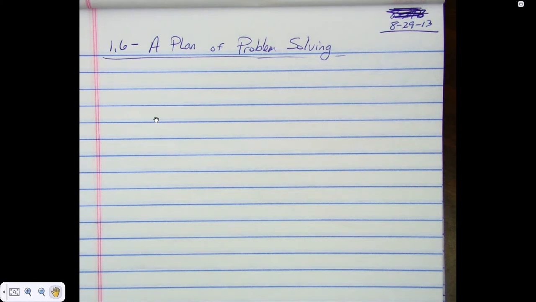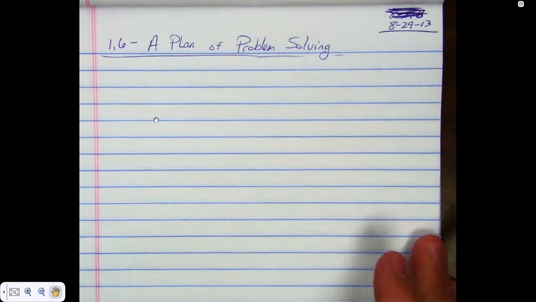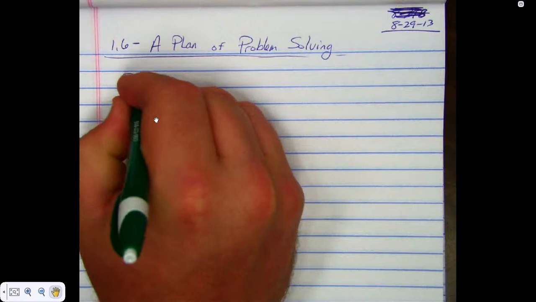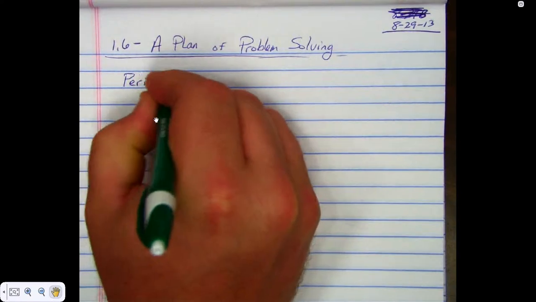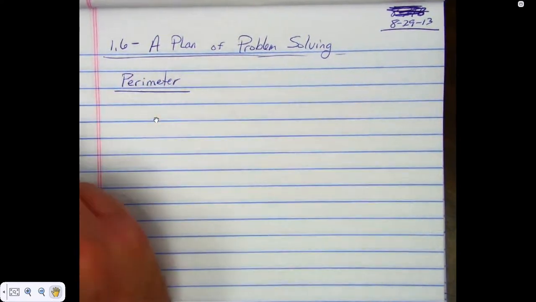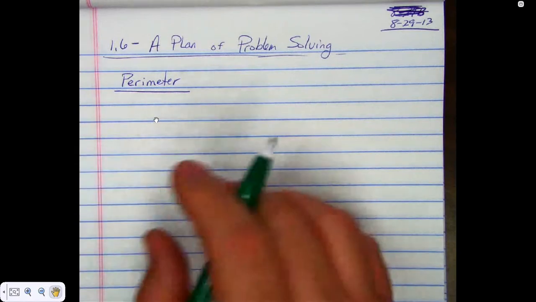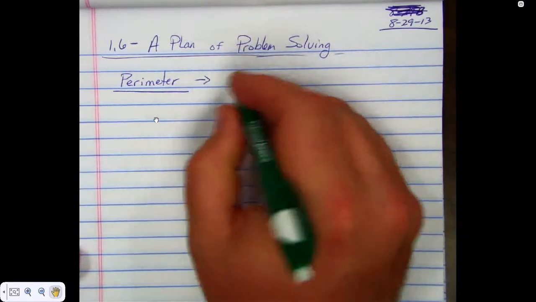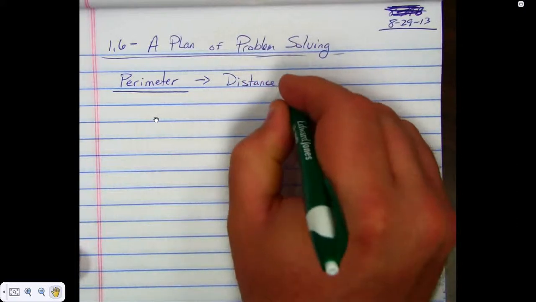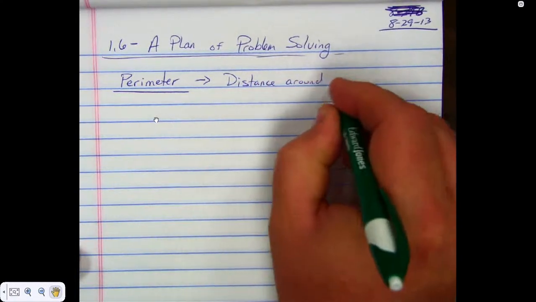Okay, we're going to talk about some basic concepts. You guys should have been doing this for a long time. We ought to be all right with the concept of what perimeter is. In layman's terms, I'm going to say it's the distance around a figure.